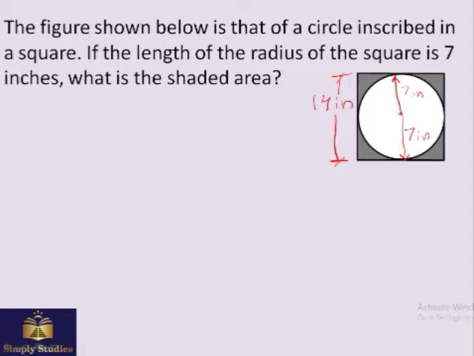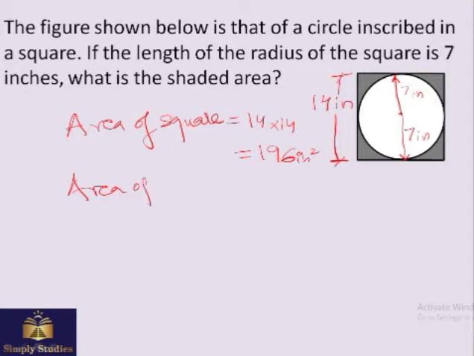So what will we first do? We'll find out the area of the square. It will be 14 times 14. That's 196 square inches. But we don't need all the area in this square. We have to take away the area covered by this circle.